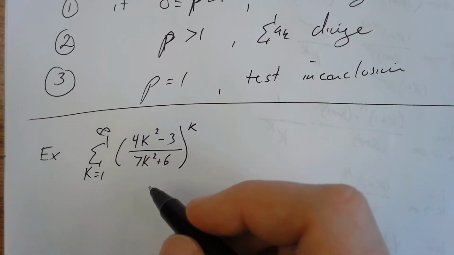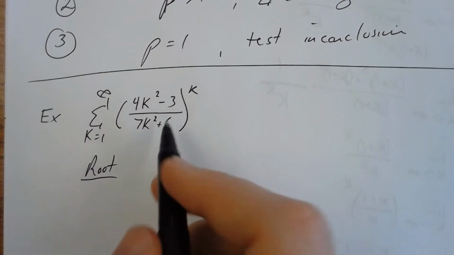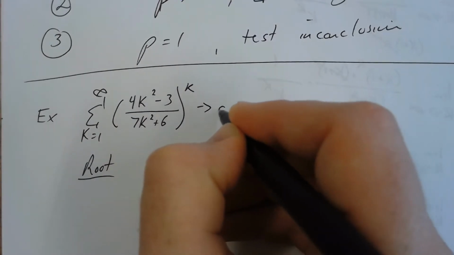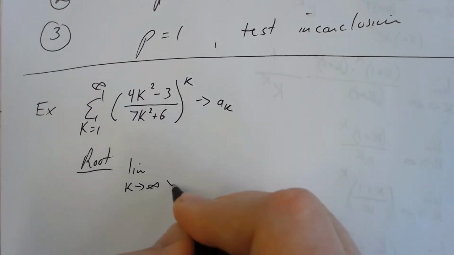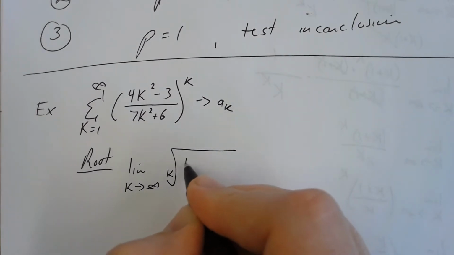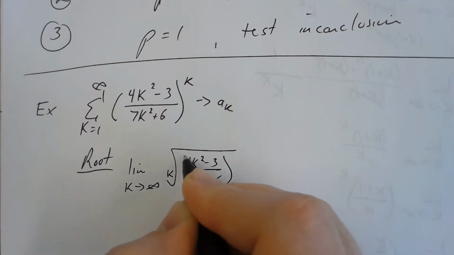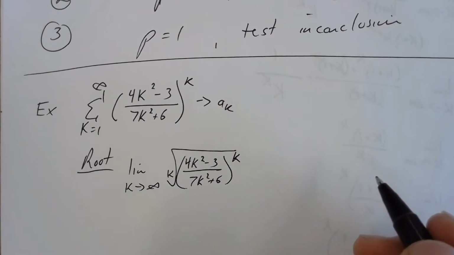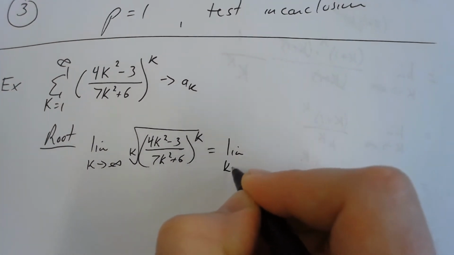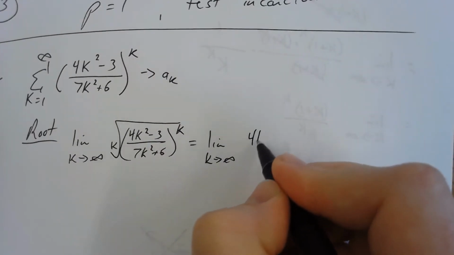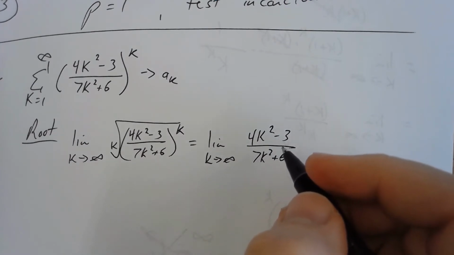With that other stuff going on inside of it, we're going to apply the root test. The root test specifically says that I'm going to take the sequence that's in here. This stuff in here is really my a sub k. I'm going to take the limit as k goes to infinity of the kth root of that thing, (4k squared minus 3 over 7k squared plus 6) all to the power of k. We're just going to evaluate this as though it's some basic limit. In this case, I'm going to have the limit as k goes to infinity of 4k squared minus 3 over 7k squared plus 6.